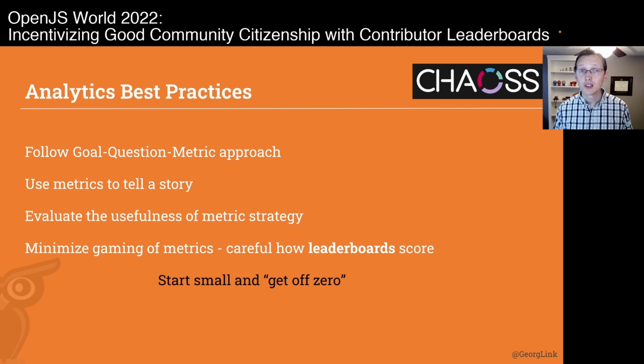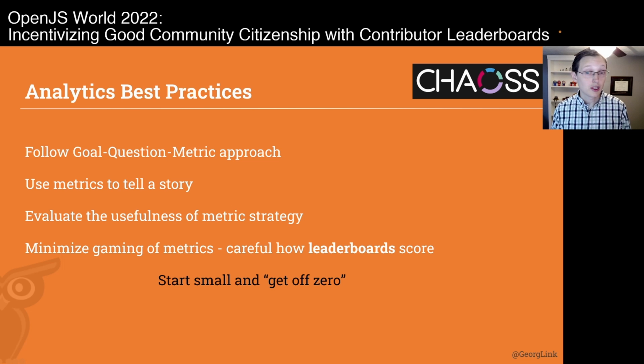Use the metrics to tell a story. The metrics themselves are meaningless. Just because we have a graph that goes up in one direction is good, but it doesn't tell us anything without the story of the community. Maybe it went up because of Google Summer of Code. We had a lot of students come in, opening issues, asking questions because they were hoping to get a scholarship or the Google Summer of Code stipend. We need to tell the story of the community behind the data.